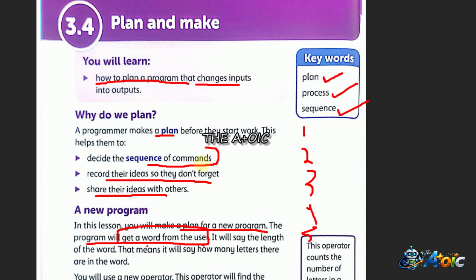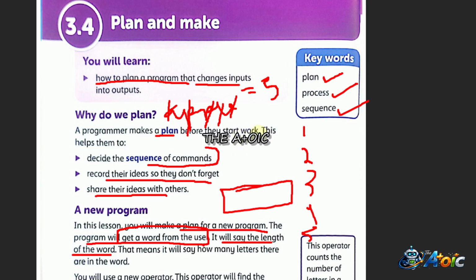When somebody should enter something, we are going to use the ask block. Ask what's your name. Then it will say the length of the word. When I say the length of the word, let me write a word like apple. Apple has 1, 2, 3, 4, 5 letters. So we say how many letters are there in apple? We say apple has 5 letters. So whatever the person is going to type in the input box, we should be able to tell the number of letters that the person typed.